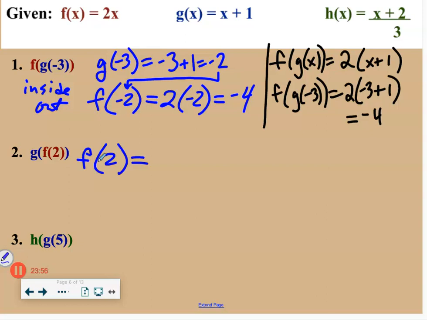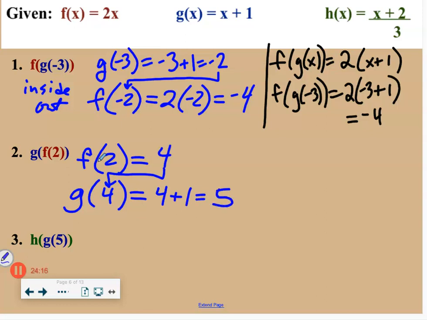Does everyone understand that f of 2 is 4? Yes? Okay. So now what we do is we take that 4 and plug it into our g function. And what's g of 4? 5. Did everyone get 5? Yeah? Good. All right, last one.